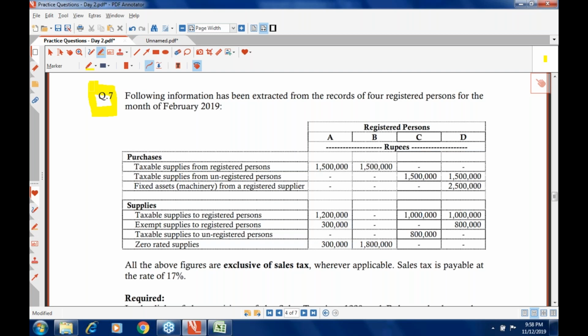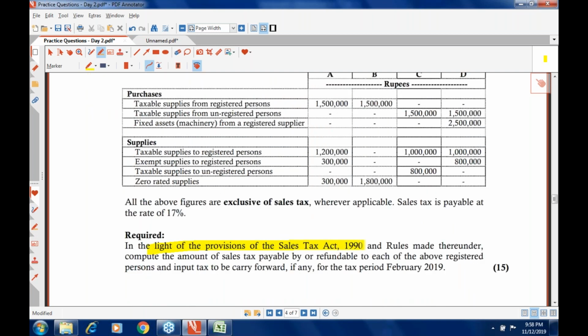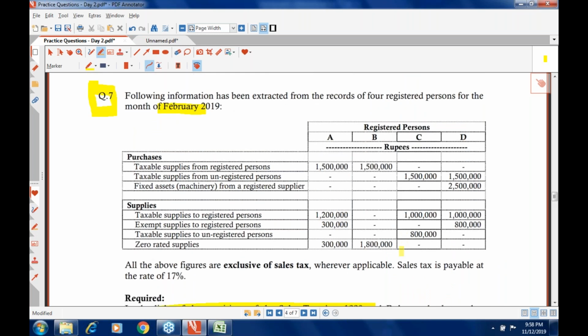So what I would want you people to do is to go through this question. The requirement of the question is, in the light of provisions of Sales Tax Act and rules made thereunder, compute amount of sales tax payable or refundable to each of the above registered person and input tax to be carried forward. So just go through the questions. I am going to start discussing in 5 minutes time.